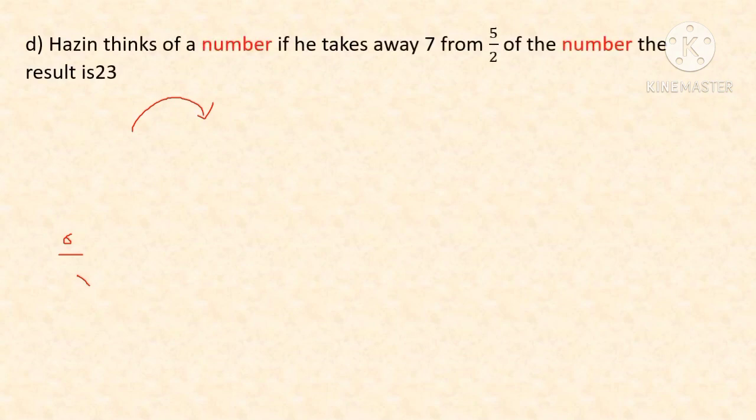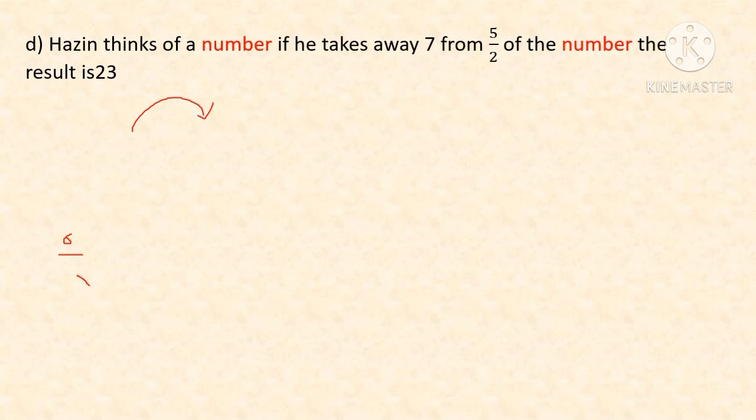Next problem. Hasin thinks of a number. If he takes away, takes away means subtraction. If he takes away 7 from 5 by 2 of that number, the result is 23. So Hasin thinks of a number. So Hasin, he thinks one number. If he subtracts 7 from 5 by 2 of that number.